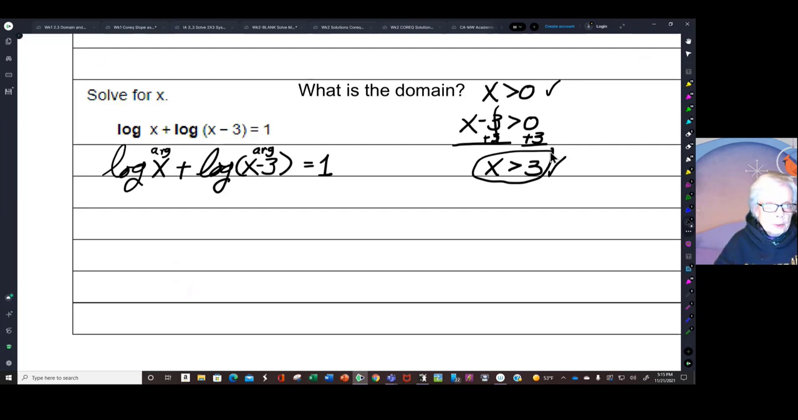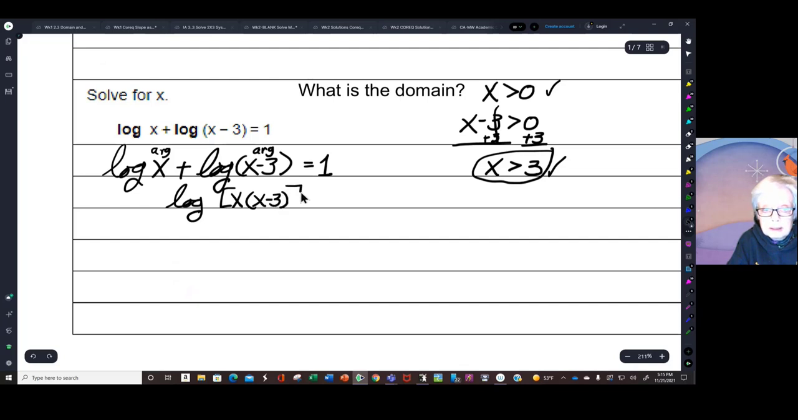That's our domain. Now, what we have to be careful of, I don't have to actually write down the domain in set builder notation or interval notation, but I do have to be aware that my answer had better be bigger than 3. Okay, so now we are going to use the product rule here. We're going to have the log of x times x minus 3 equals 1.